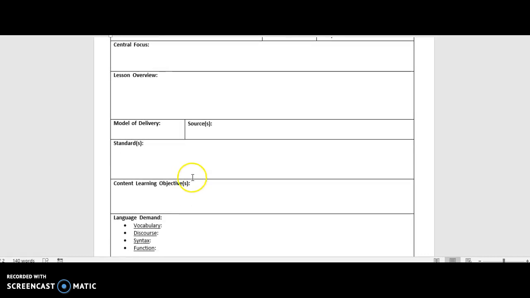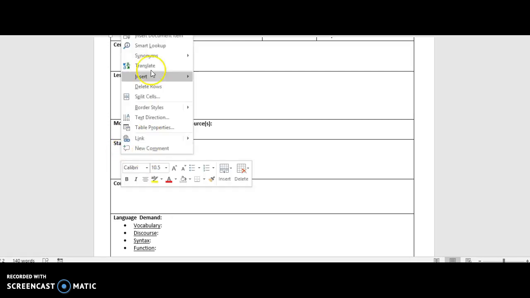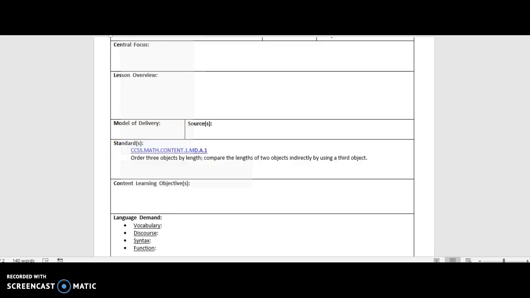Then you're going to write some objectives. And these are the objectives that you are planning to teach to with a child. So let's say if I'm going to do this, my standard is order 3 objects by length. That's the first part. Compare the lengths of 2 objects indirectly by using a third object. So this is for first graders. Since there are 2 parts to this standard, I'm going to go ahead and write 2 objectives that match perfectly onto the standard.